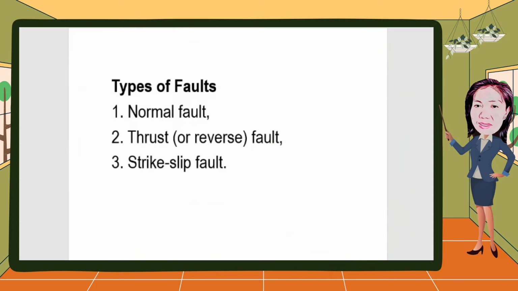And there are types of faults. One type of fault is the normal fault. Another type is the reverse or thrust fault. And the last is the strike slip fault. So we will discuss these along the way.